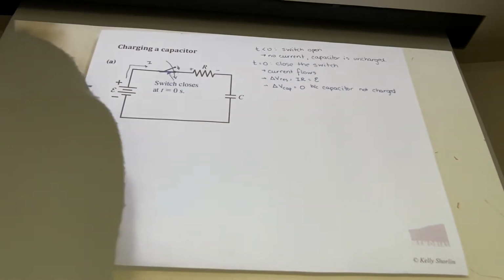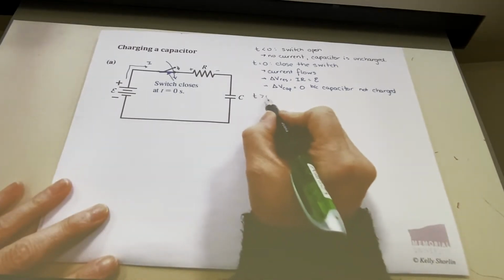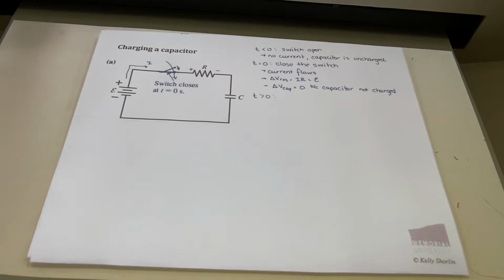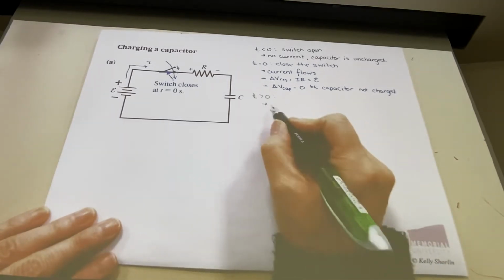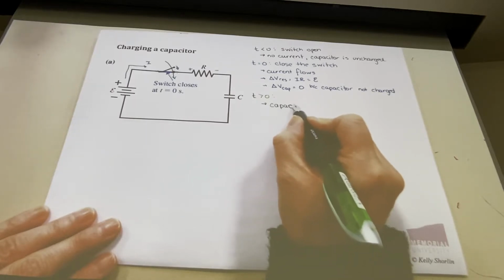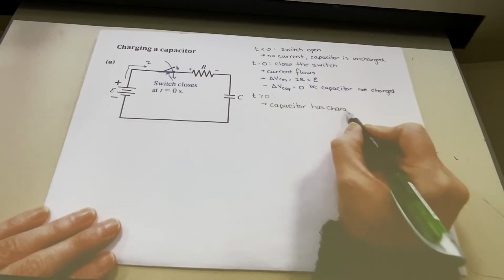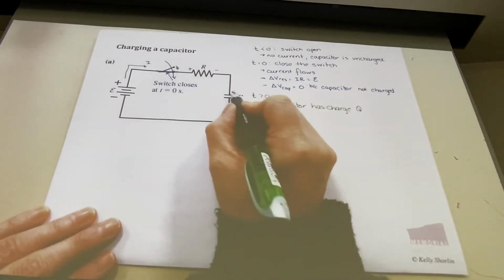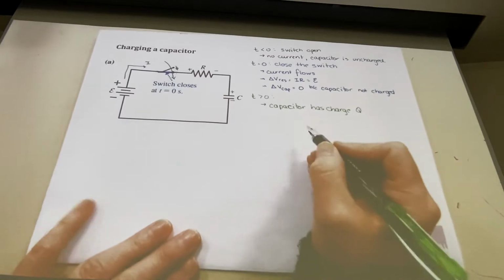What happens some little bit of time later? So for t bigger than 0, as time passes, the switch is still closed, the current is flowing, charge is starting to build up on the capacitor plates. So at t bigger than 0, the capacitor will carry a charge that we'll call Q. Okay, so some charge is building up on the top plate, which has charge on the bottom plate. So it's starting to charge up. We'll call that amount of charge Q.